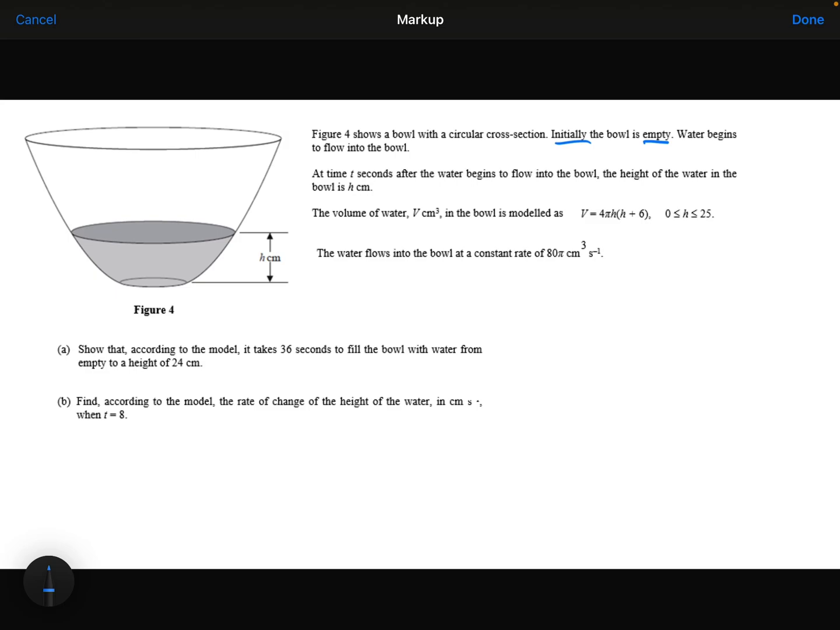The volume of water V in the bowl is modelled as the equation V equals 4 pi h times (h plus 6). The water flows into the bowl at a constant rate of 80 pi centimetres cubed per second. So just looking at the units there, that's dV by dt is constant at 80 pi.